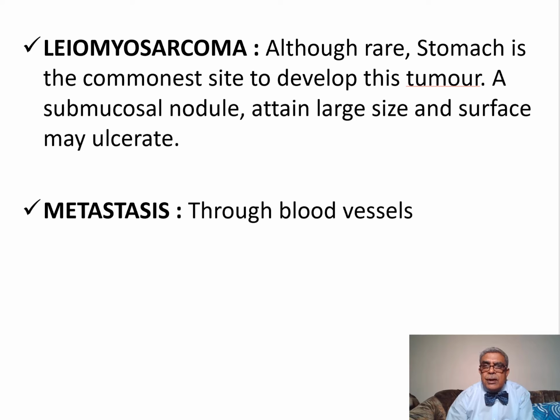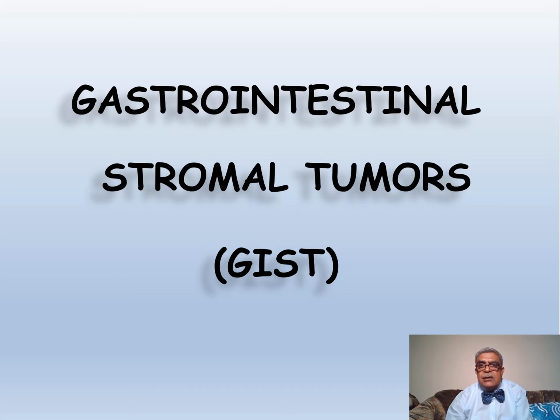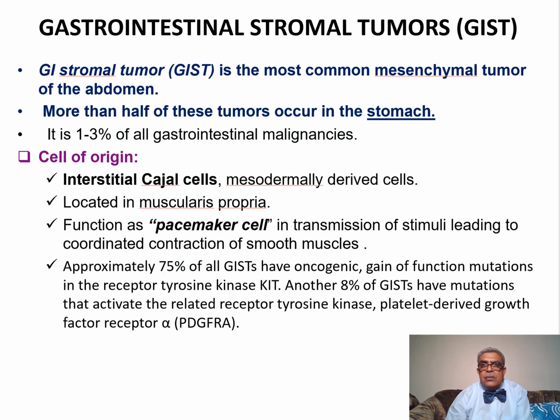Leiomyosarcoma, although rare, has the stomach as the commonest site to develop this tumor. It is a submucosal nodule, which attains large size and the surface may ulcerate. Metastasis is through blood vessels. Then we come to another important tumor, gastrointestinal stromal tumors, called GIST. Gastrointestinal stromal tumors are the most common mesenchymal tumor of the abdomen.